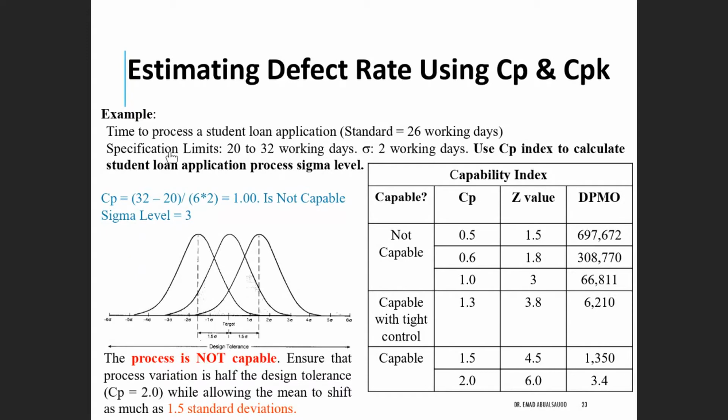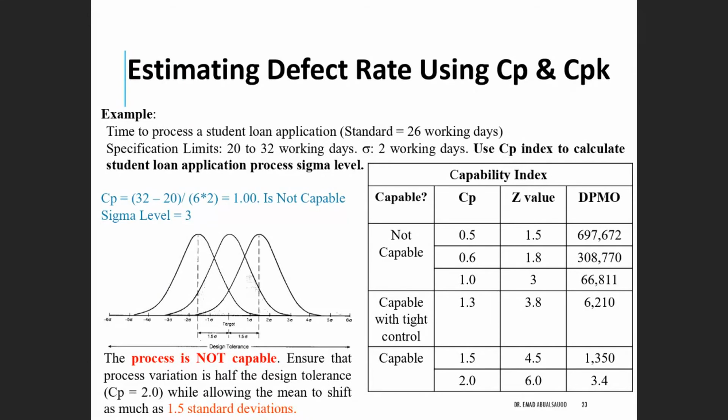The specification limits are 20 to 32. That means the lower specification is 20 and the upper specification is 32 working days. The standard deviation for that process is 2 working days. The question asks you to use the CP index, process capability for potential, to calculate the student loan application process sigma level. So how do we do that?